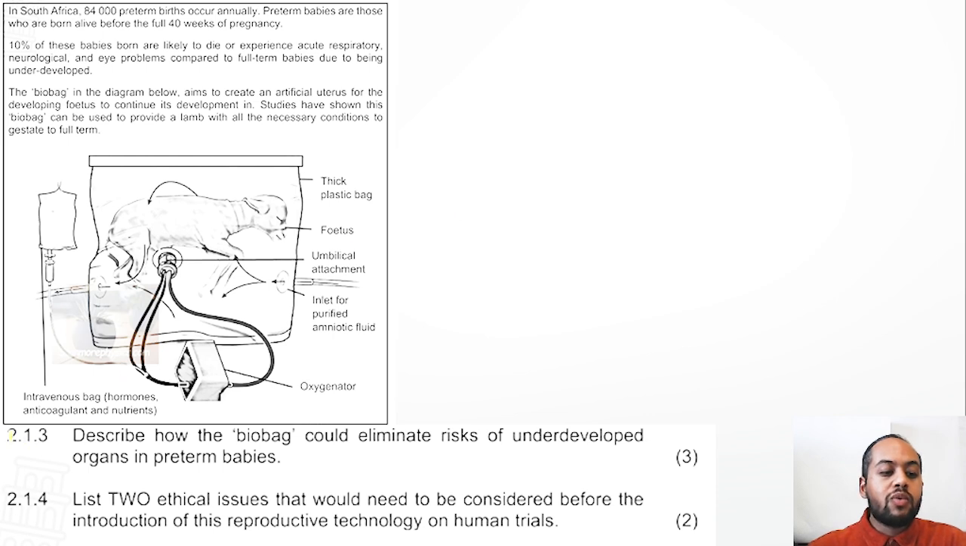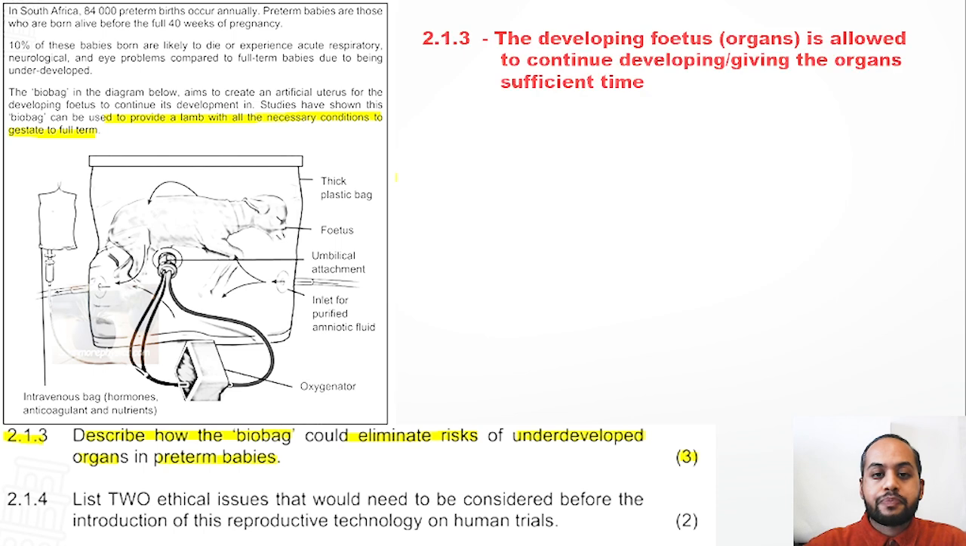The next question, 2.1.3, says: describe how the biobag could eliminate risks of underdeveloped organs in preterm babies, for 3 marks. How would the biobag eliminate risks of underdeveloped organs in the preterm babies? So you first have to ask yourself, are babies able to fully grow and develop in this biobag? Yes, they are. Because it says that it's going to be used to provide a lamb with all the necessary conditions to gestate them to full term.